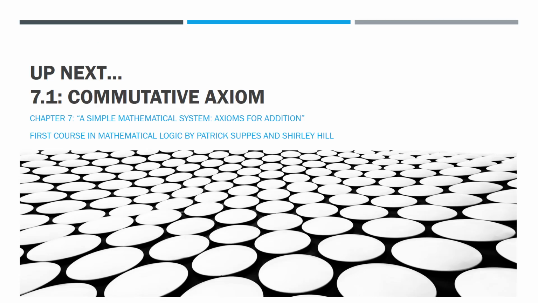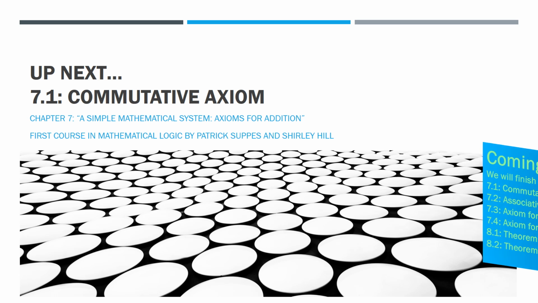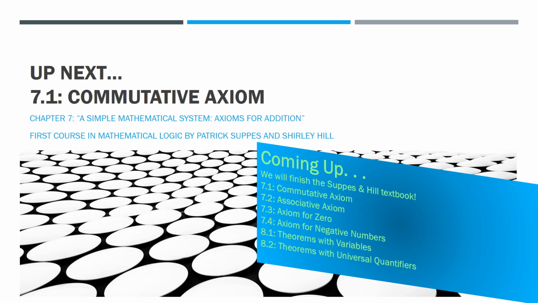Up next is section 7.1, commutative axiom. It's part of a new chapter in which we will build a simple mathematical system, so that'll be pretty neat. And in the remainder of these videos, we will finish up the Suppes Hill textbook. There are 4 sections for chapter 7, and there are 2 sections for chapter 8, and we will conclude after that.